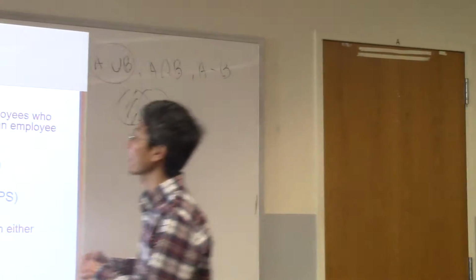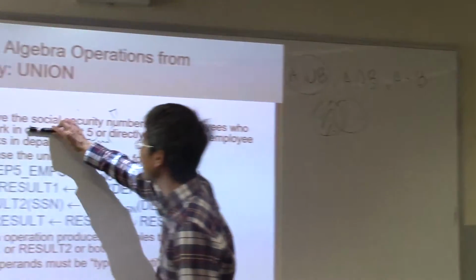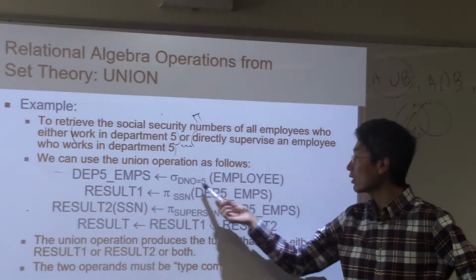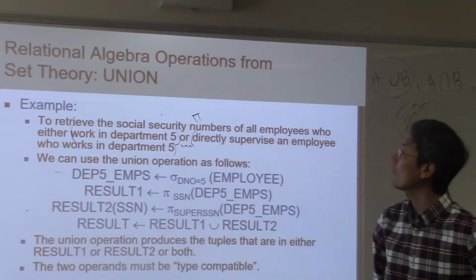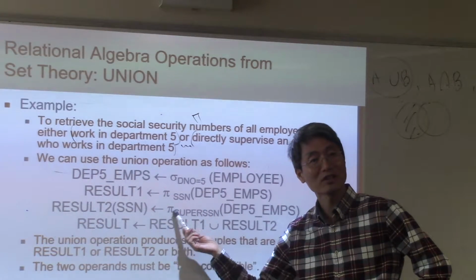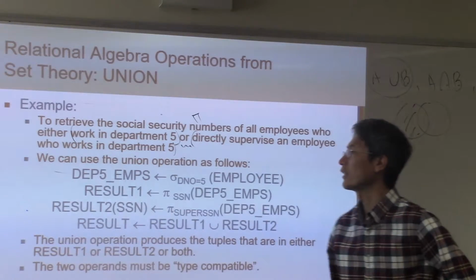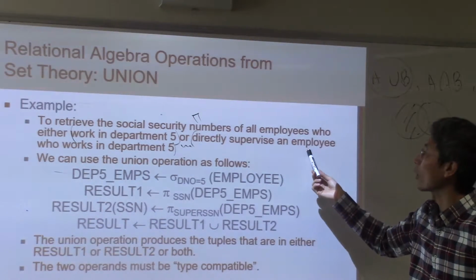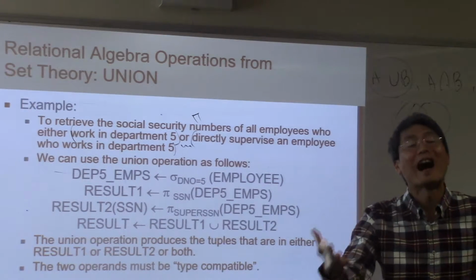First, you can implement the relational expression for this one. Works in department 5 is simple. Select only employees whose DNO is equal to 5. Then we need the social security number only. The next one is directly supervises an employee who works in department 5, which means supervises.